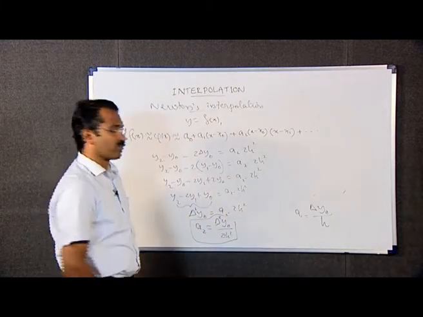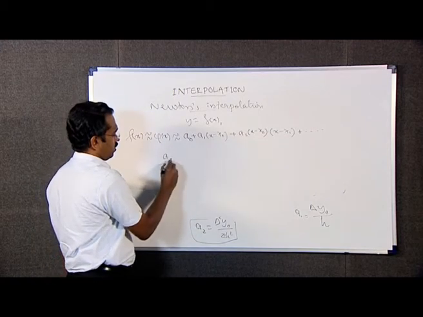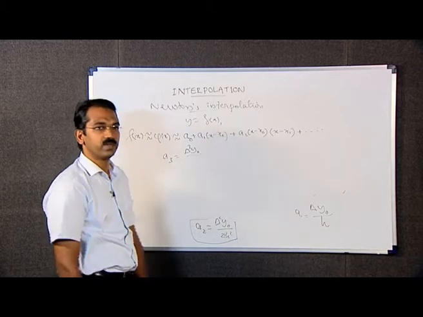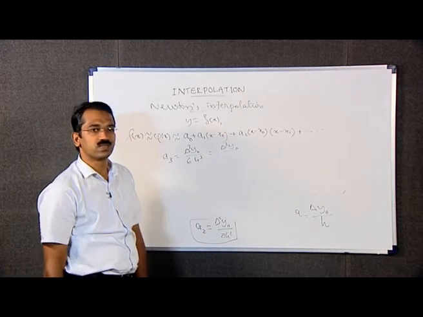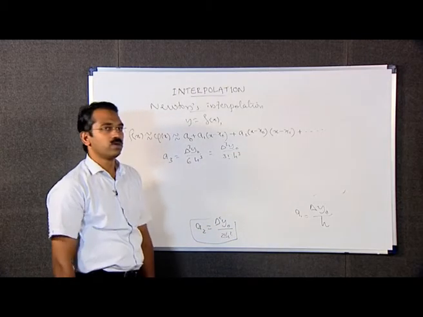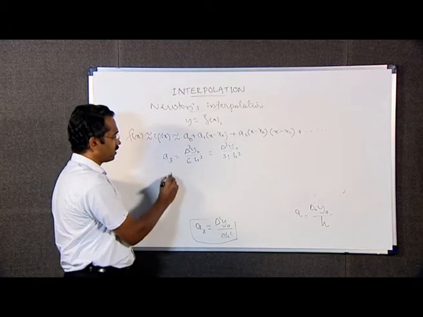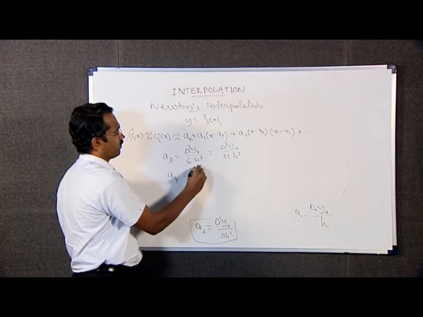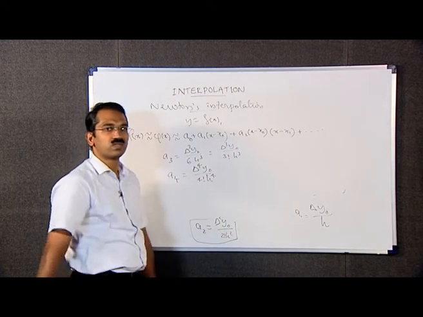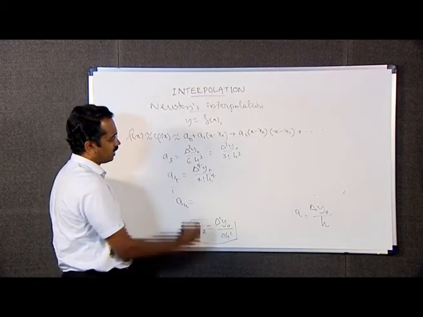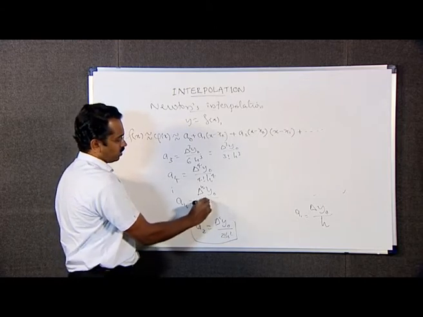Similarly, by putting x equal to x3, we will get a3 is equal to delta cube y naught divided by 6h cube. That is delta cube y naught divided by 3 factorial h cube. And if we put x equal to x4, we will get a4 is equal to delta raised to 4 y naught divided by 4 factorial into h raised to 4 and so on. In general, we will get a n is equal to delta raised to n y naught divided by n factorial into h raised to n.